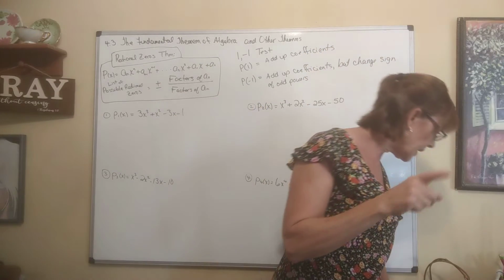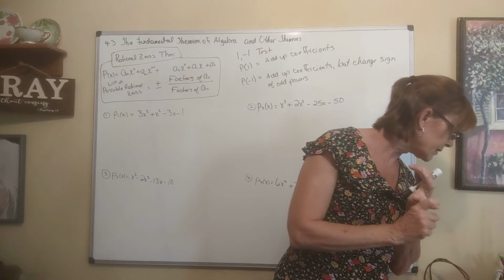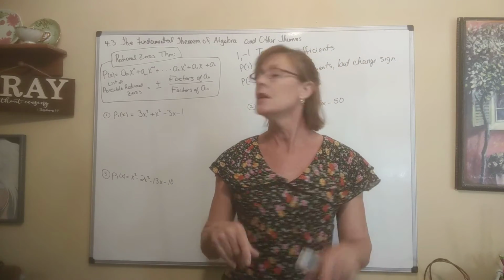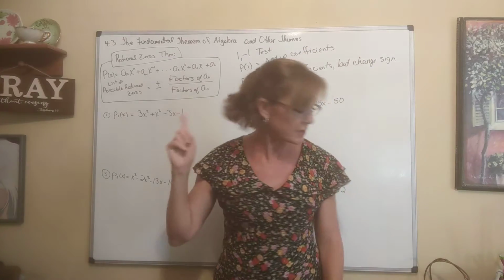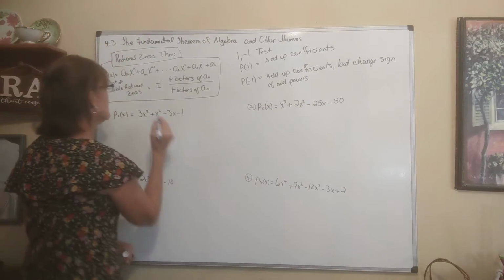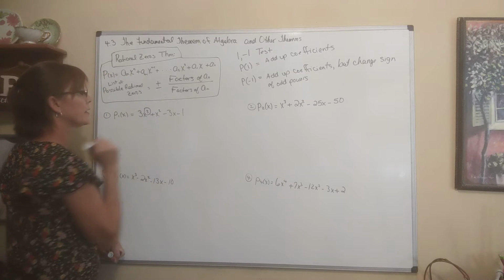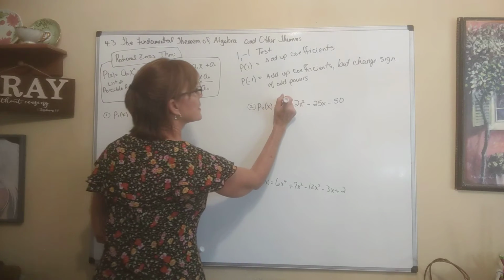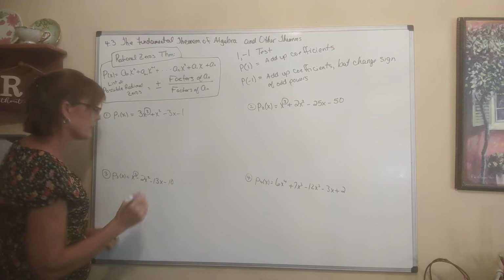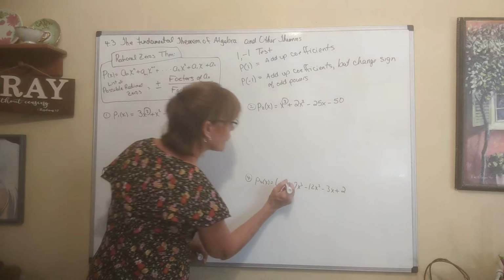Then it says use the negative one test. So I'm going to show you how to do that. And finally, it says find all of the zeros. So how many are we looking for? Let's just look at that. For number 1, there's 3. We're going to find 3. For number 2, there's also 3. For number 3, we're also looking for 3. And for number 4, we're looking for 4.